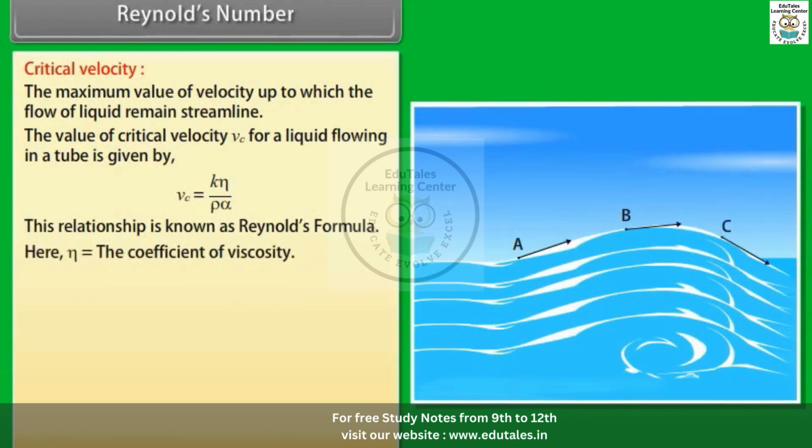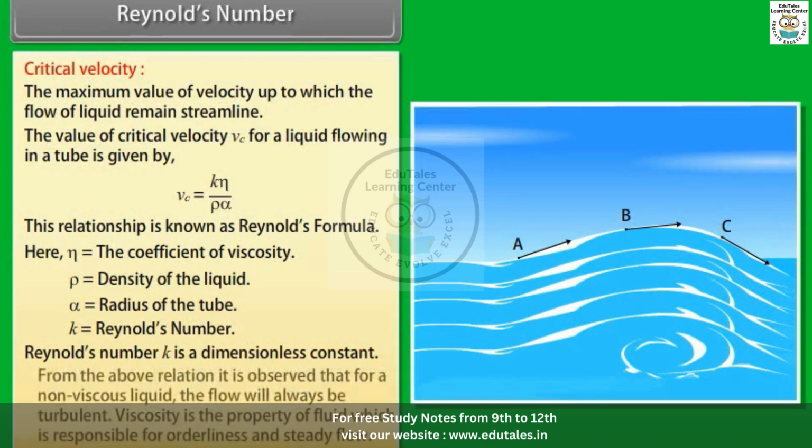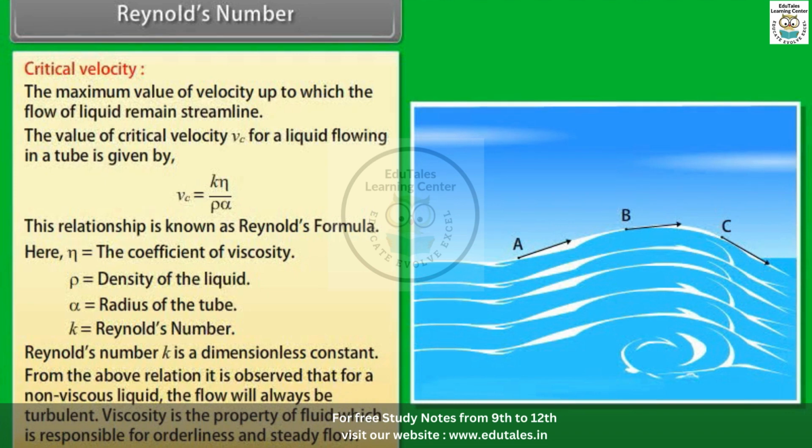Here, eta is equal to the coefficient of viscosity, rho is equal to density of the liquid, alpha is equal to radius of the tube, K is equal to Reynolds number. Reynolds number K is a dimensionless constant. From the above relation, it is observed that for a non-viscous liquid, the flow will always be turbulent. Viscosity is the property of fluid, which is responsible for orderliness and steady flow.